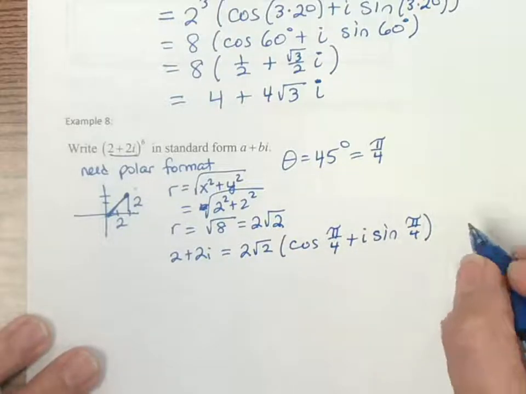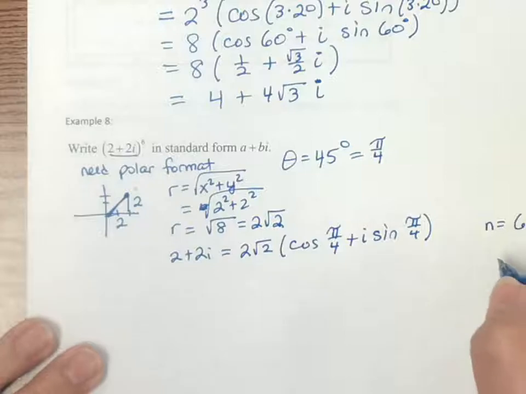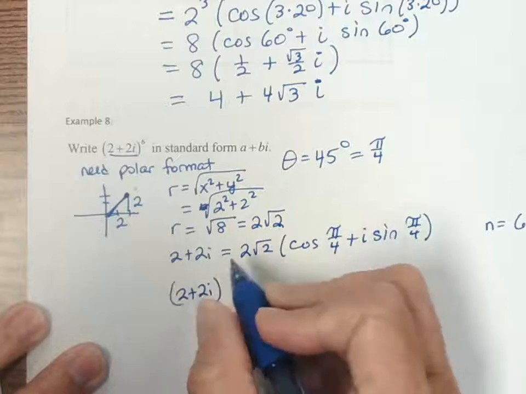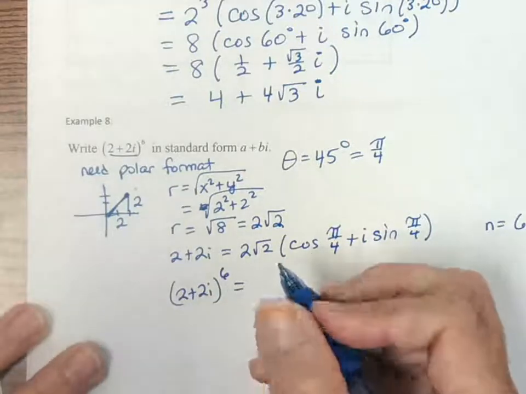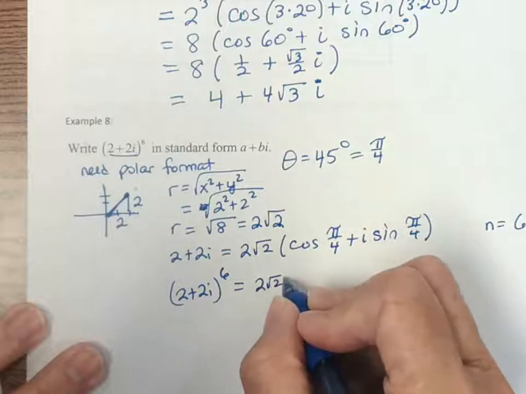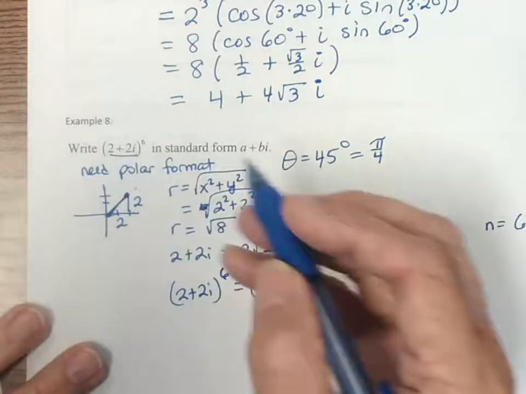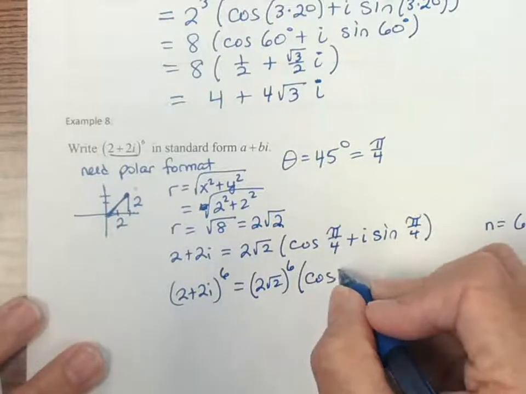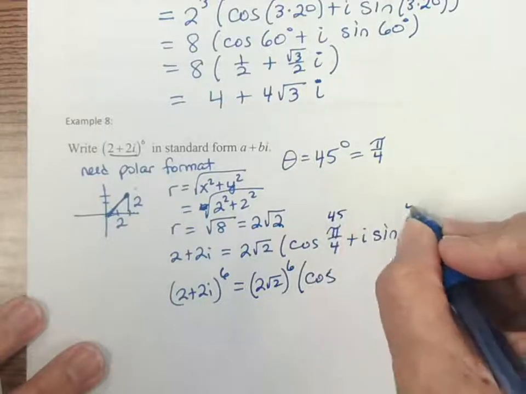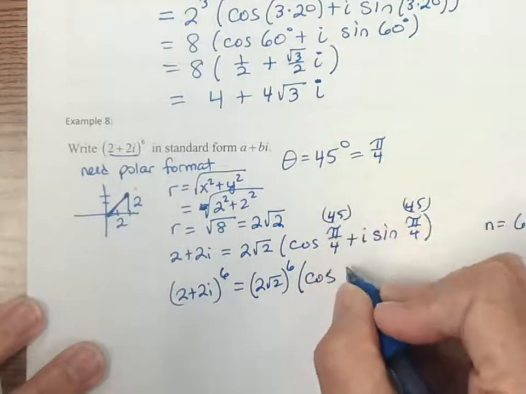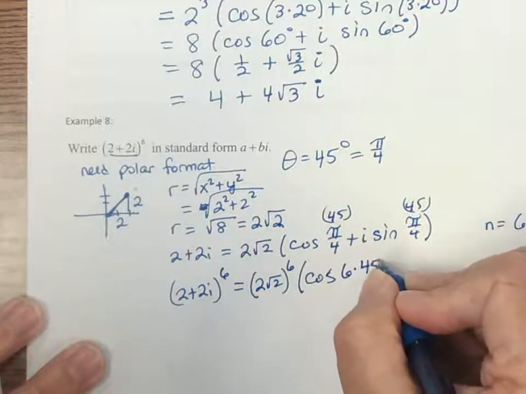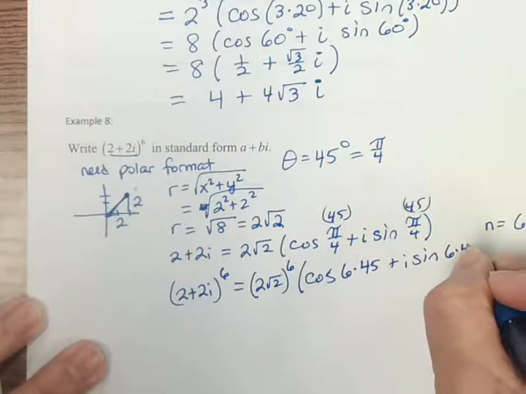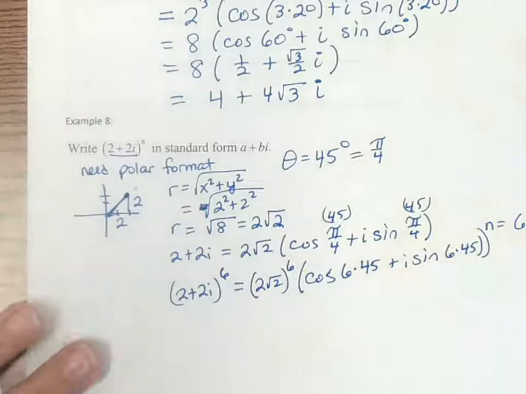So my n value is 6. The radius is 2 square root of 2. So (2 + 2i) to the 6th power. I take my radius, 2 square root of 2, and I have to raise it to that power, to 6, times cosine. 45 degrees would have been easier to use, so let's put the 45 here. So 6 times 45 plus i times sine of 6 times 45. We just don't have to mess with any fractions then.